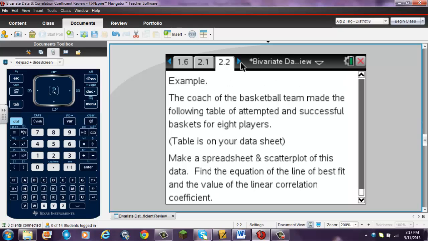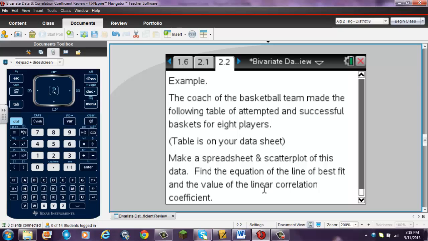On page 2-2, here's an example. A coach of a basketball team made a table of attempted and successful baskets for 8 players. This table is given to you on your data sheet in your new packet. You're going to make a spreadsheet and scatter plot of this data, and then find the equation of the line of best fit and the value of the linear correlation coefficient, R. Remember, you need to get that on a calculator page with an analyzed regression.